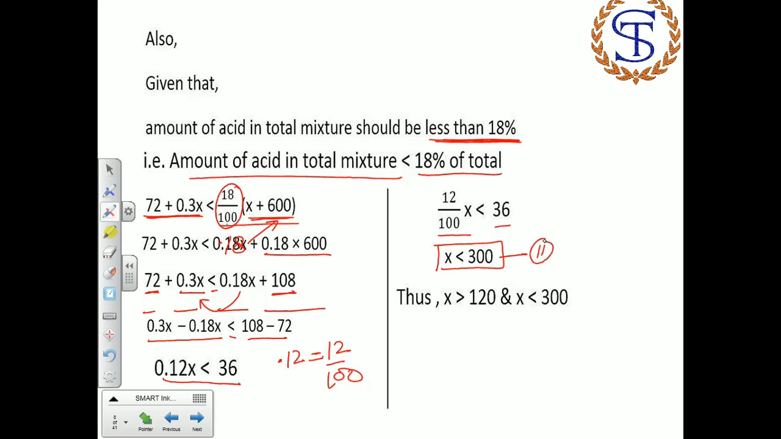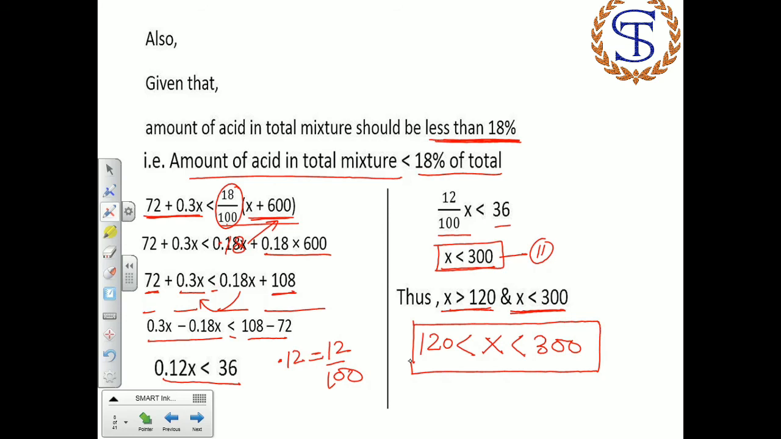In the first part, the value of x was greater than 120, and in this part, the value of x is less than 300. Now combining these two statements, what is the correct solution set? According to this, x has values less than 300, and according to this, x has values greater than 120. So our solution set for the values of x is this one. This is the correct answer of the word problem that we have.